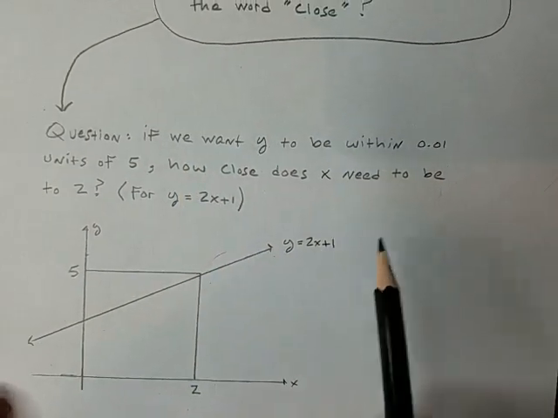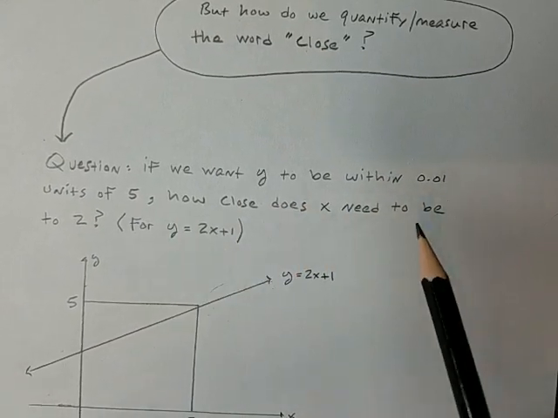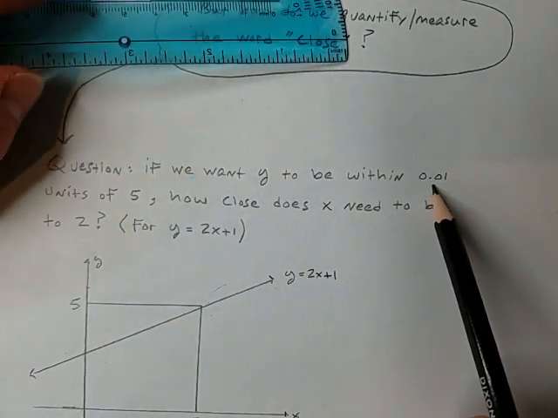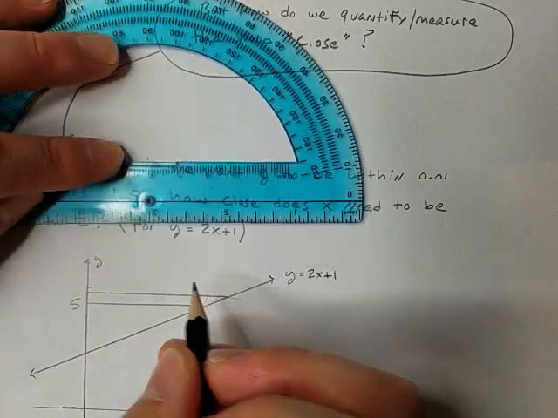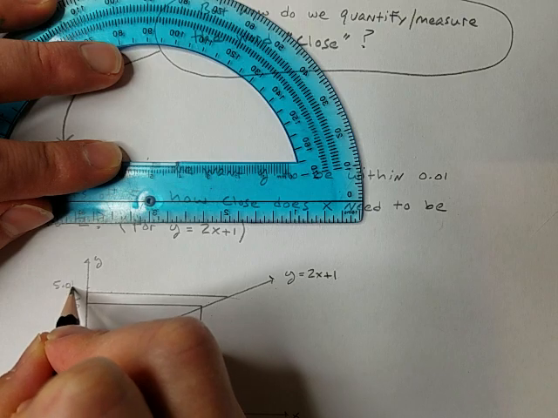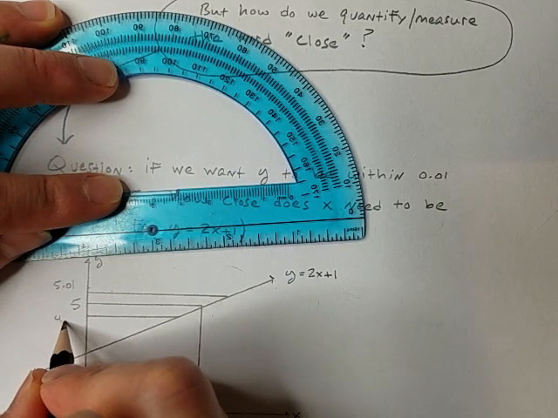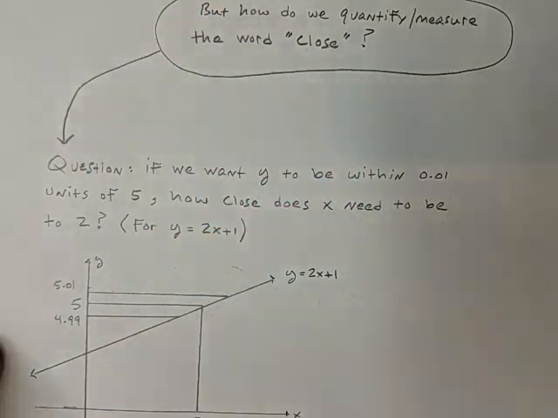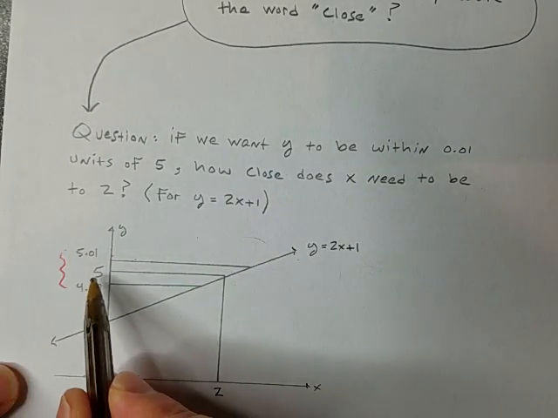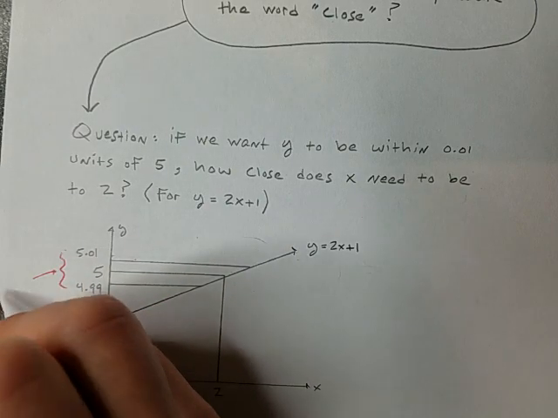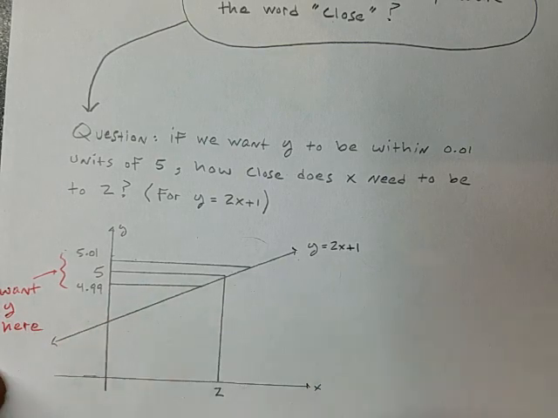And what did we say we wanted to happen? We want y to be within this tolerance of 5. So if you want to be within 0.01 units of 5, that would put you as high up as 5.01, or as far down as 4.99. So that's where we want y. You look at this interval right here, 4.99 up to 5.01, and we want y here.